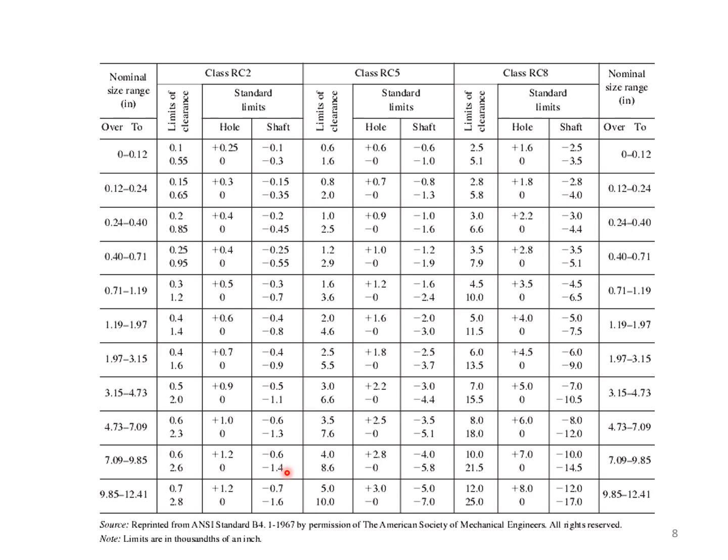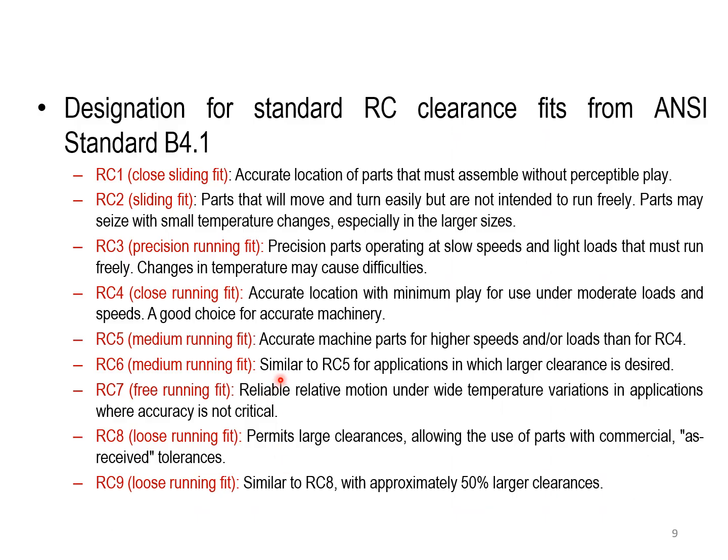Now, if I'm going to have a look at the designation for the standard RC clearance fits from the ANSI standards, RC1 is going to be the close sliding fit, and this is accurate location of the parts that must be assembled without any noticeable play. The RC2 is the sliding fit, where the parts will move and turn easily but are not intended to run freely, and the parts may seize with small temperature changes, especially in the large sizes. The RC3 is going to be the precision running fit, again precision parts operating at slow speeds and light loads that must run freely, and changes in the temperature may cause difficulties.